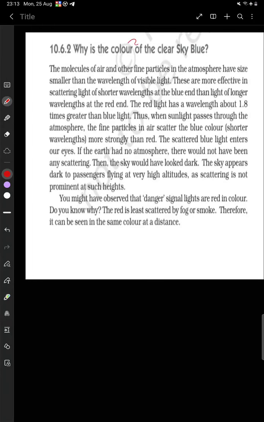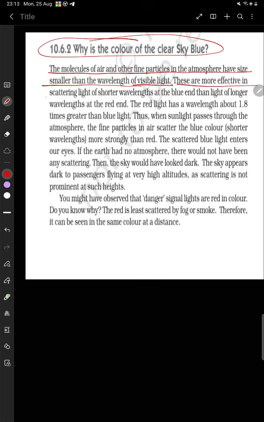Hello student, let's see why the color of the clear sky is blue. The molecules of air and other fine particles in the atmosphere have size smaller than the wavelength of visible light. These are more effective in scattering light of shorter wavelength at the blue end than light of longer wavelength at the red end.